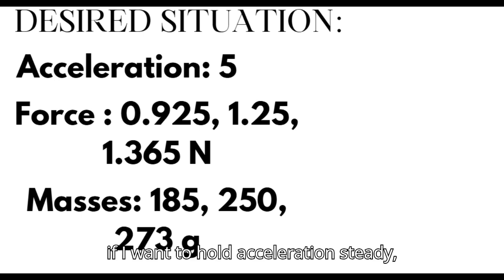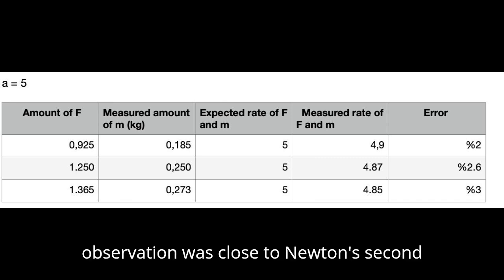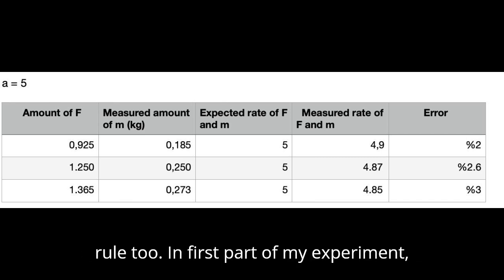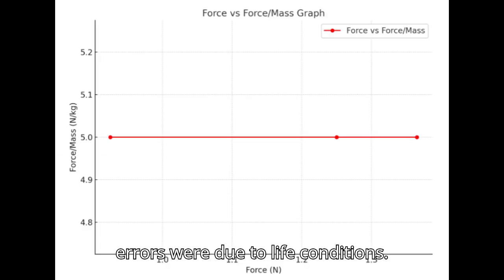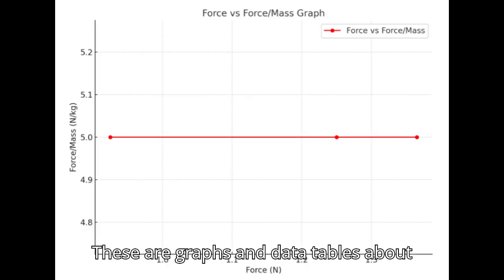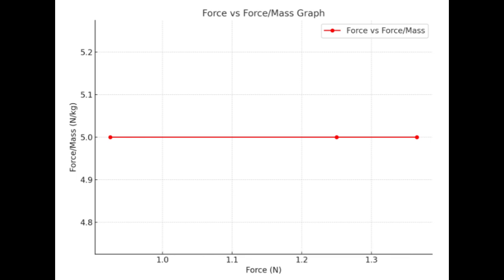The final condition of the first part of my experiment was that I wanted to observe, if I want to hold acceleration steady, how a system I must have. This observation was close to Newton's second rule too. In the first part of my experiment, errors were due to life conditions. These are graphs and data tables about the final of the first part of my experiment.